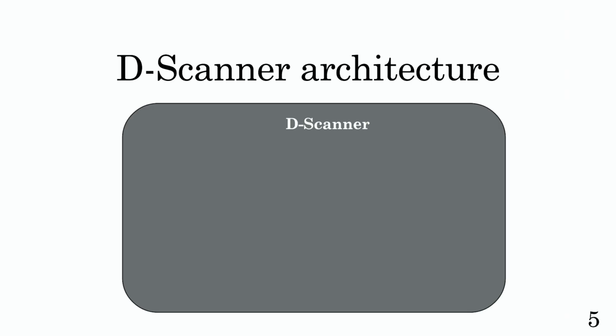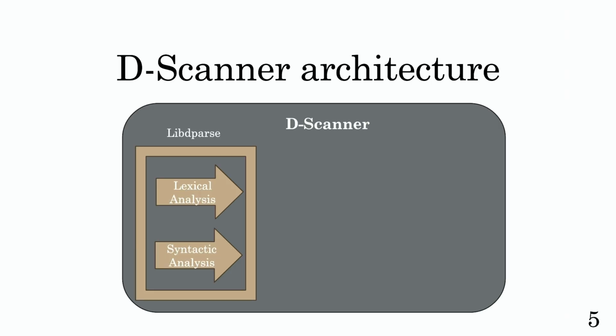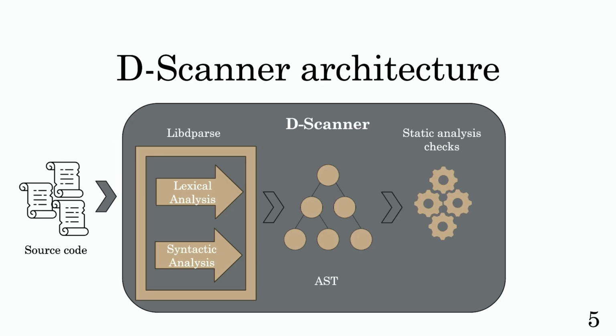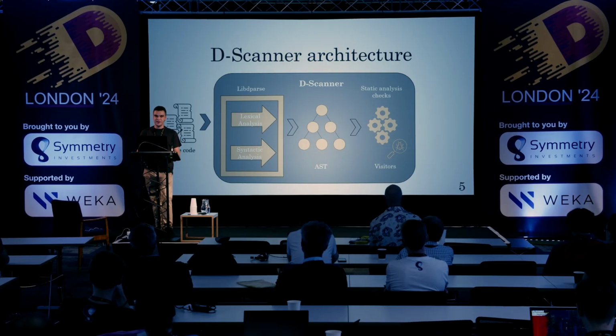So let's take a quick look at this scanner's architecture. It actually uses a third-party parser called libdparse that implements 2 compilation phases, the lexical and the syntactic analysis steps. And the way it works, it reads your code, it passes that code through those compilation phases, and it emits an AST, or abstract syntax tree. Now, this AST is passed down to the static analysis step, and the checks are implemented using the visitor design pattern. The visitors traverse the AST, stop on the target node, and perform some checks there to emit some warnings about your code.